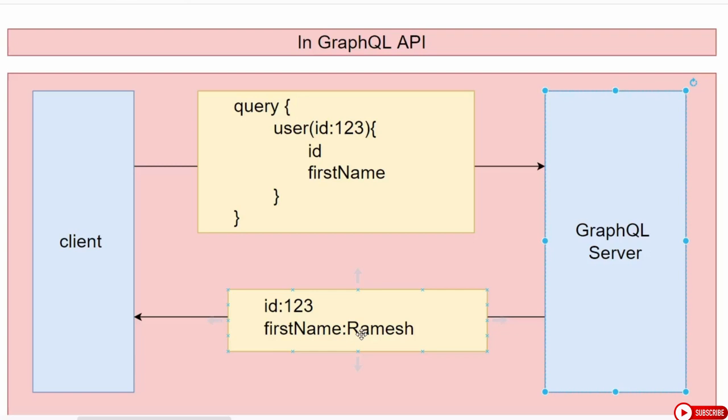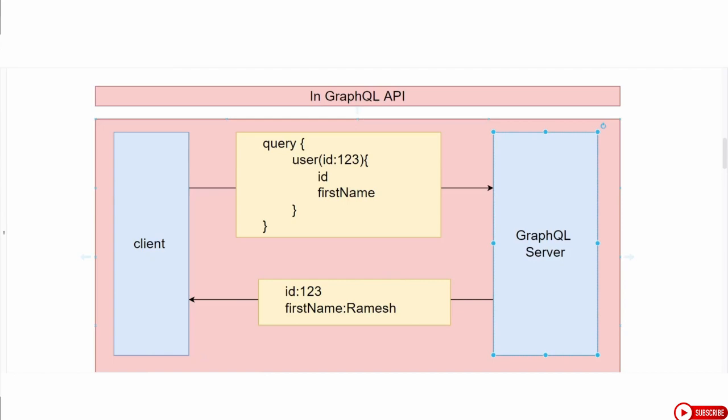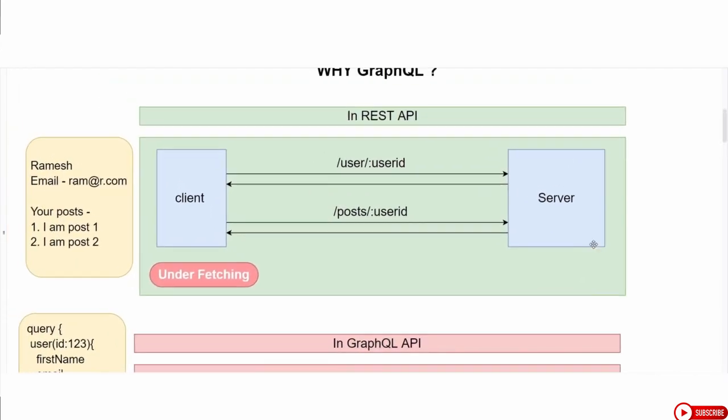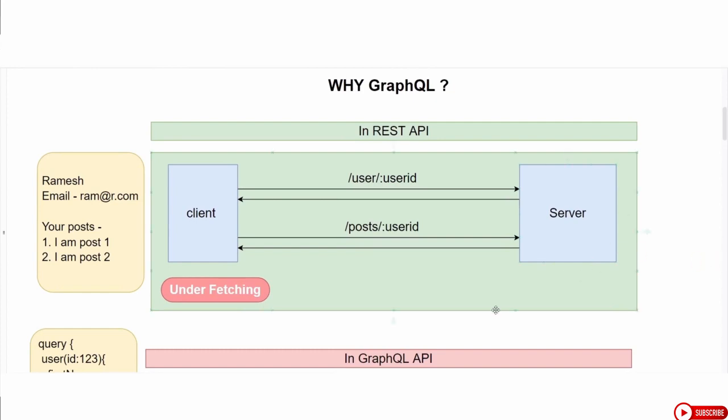This is problem number one that GraphQL solves, overfetching. Let's go to the next problem. The next problem we call underfetching. Now let's understand what this underfetching is.